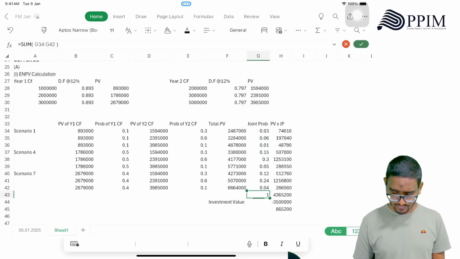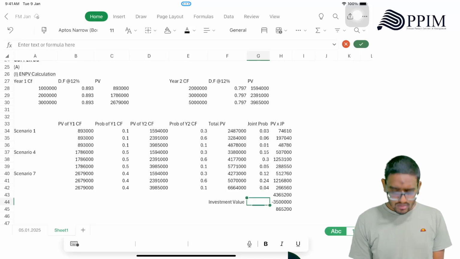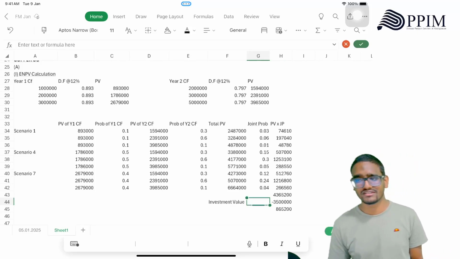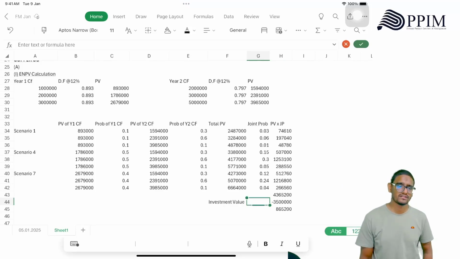Interesting. It will add up to 1. Ideally, yes. No, 1 into 1 is 1, because year 1 you're having 1 and year 2 also you're having 1. That's better, up to 1.